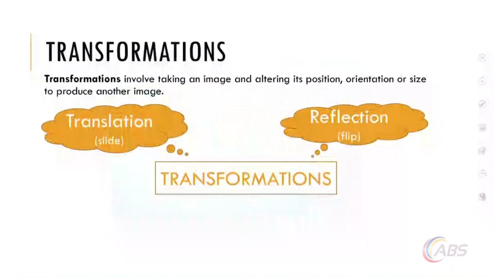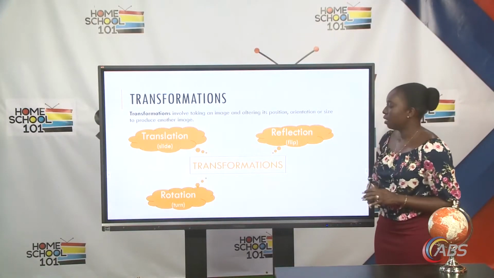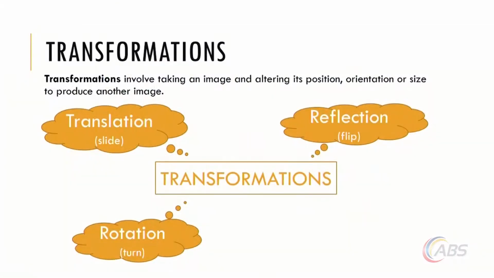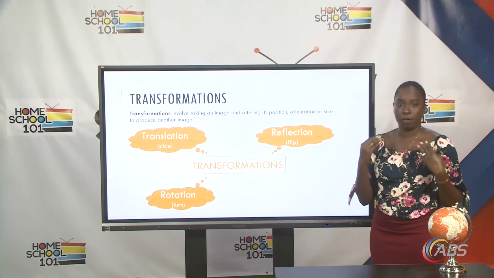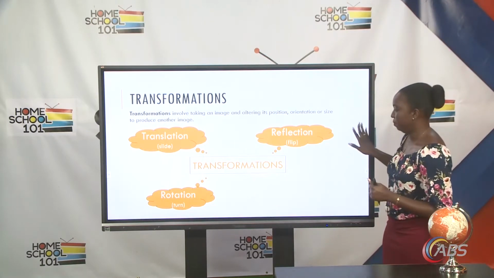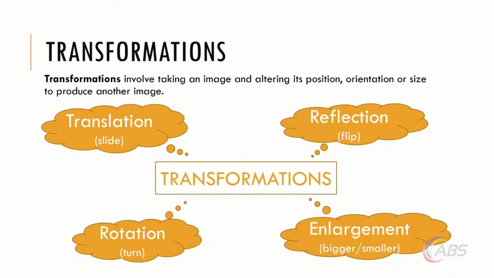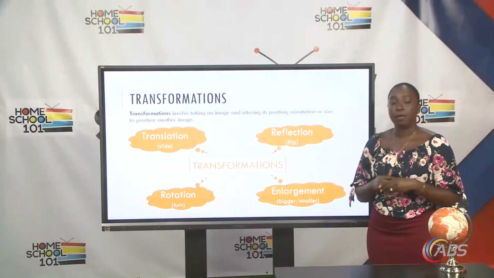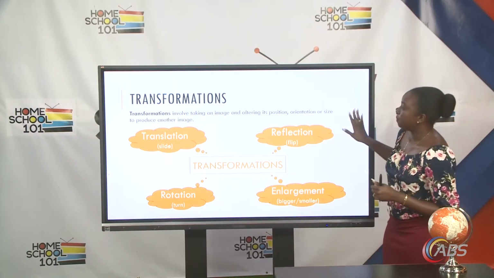It also involves reflection. So when you think reflection, it's as if you're looking in a mirror, so we always think flip, all right? Rotation, a turn. So you have an object and we're gonna turn it. So when we think rotation, we're always thinking turn. And finally, we have enlargement. And so when we talk about enlargement, we talk about something becoming bigger, or in some cases, smaller, okay?